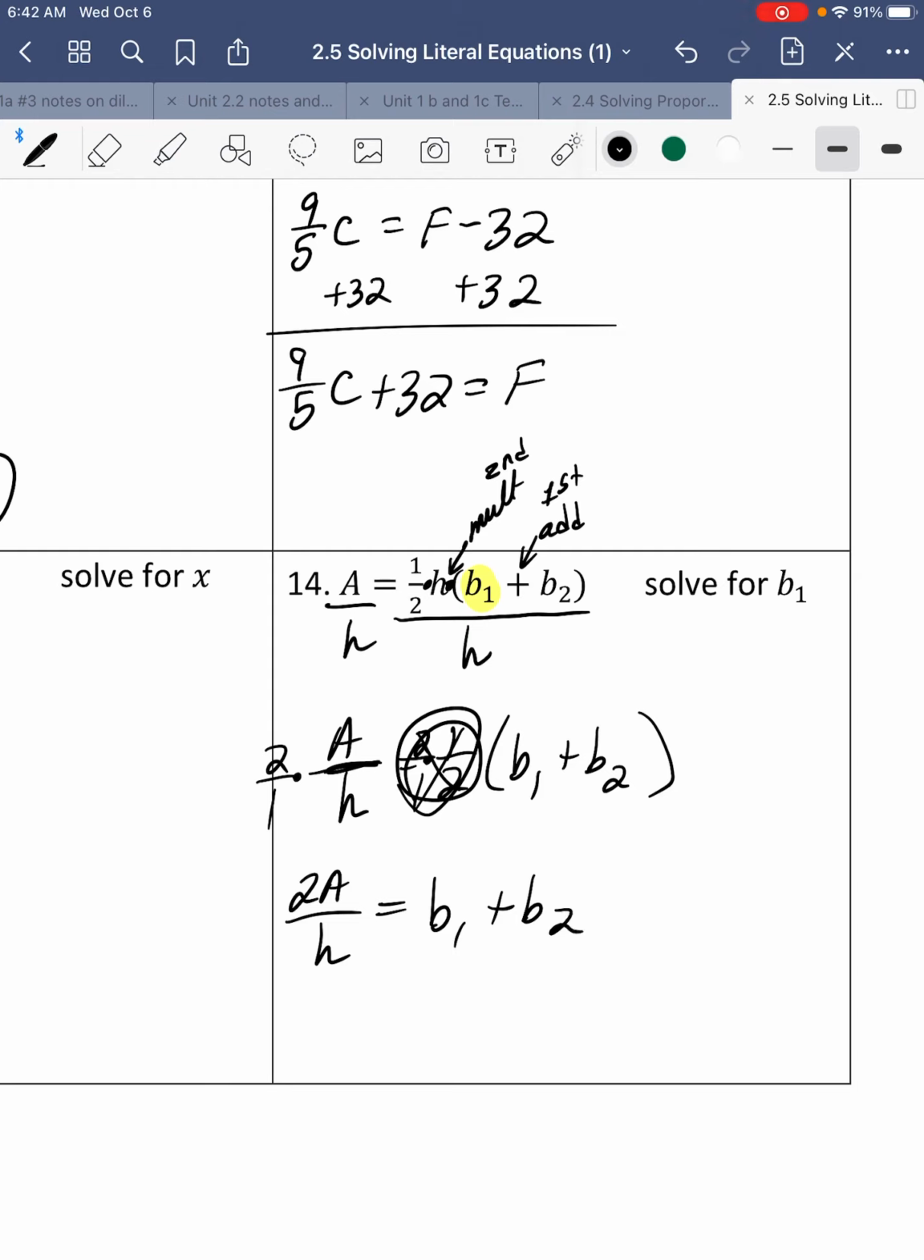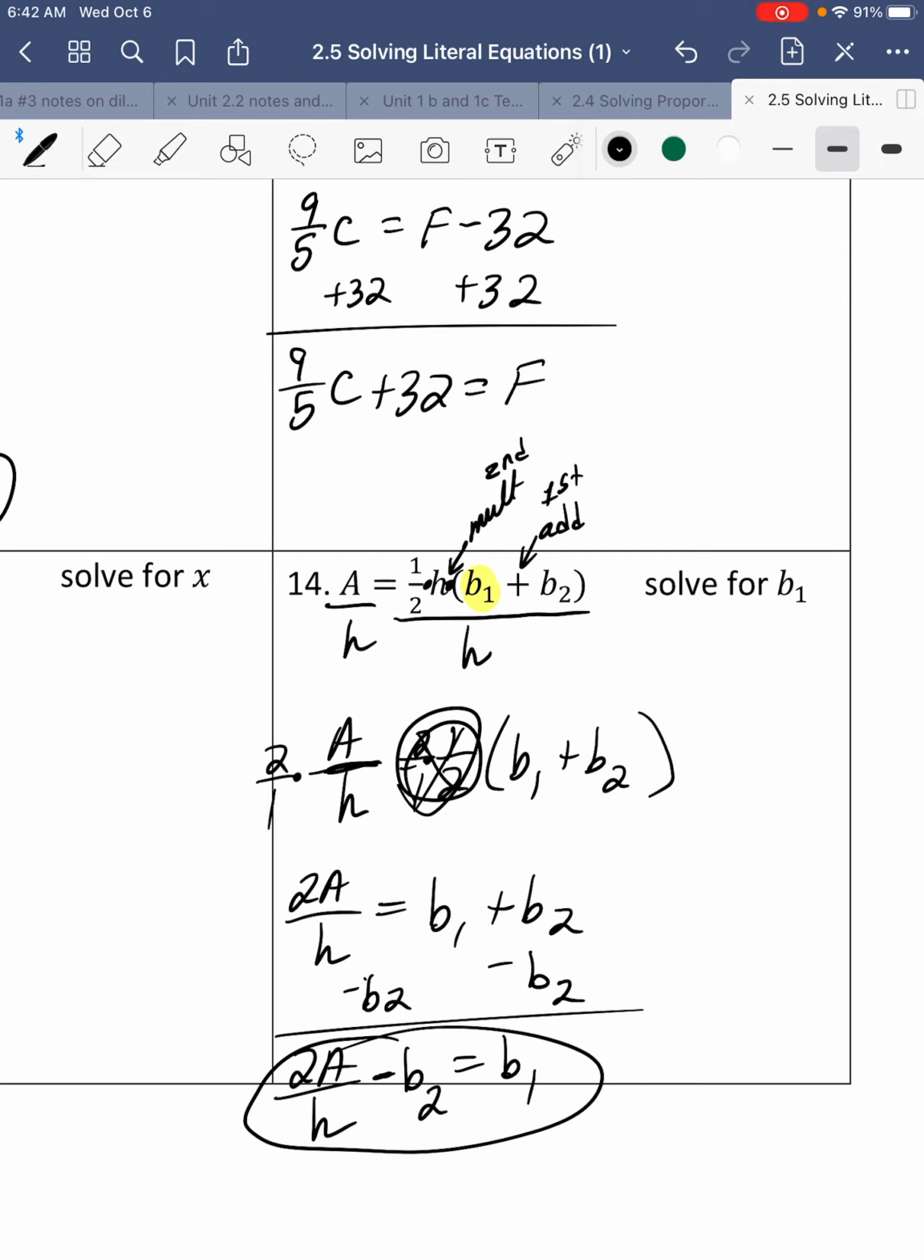So b1 plus b2. Now we have addition, adding b2, so we're going to subtract b2. And we have 2a divided by h minus b2, and that's going to equal b sub 1. Good work. Oh my goodness. Great job. Way to stick it through.